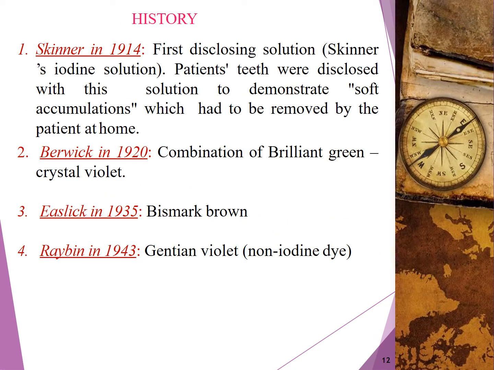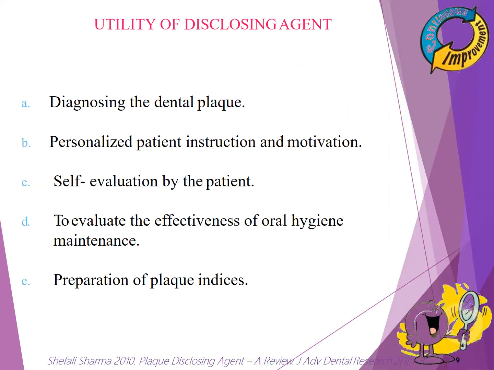The history of disclosing agent. Skinner in 1914 introduced the first disclosing solution. Patients' teeth were disclosed with this solution to demonstrate soft accumulation, which had to be removed by the patient at home. Then Berwick in 1920 used a combination of brilliant green and crystal violet. Then Eslick in 1935 demonstrated Bismarck brown. Then Rabin in 1943 gave gentian violet.